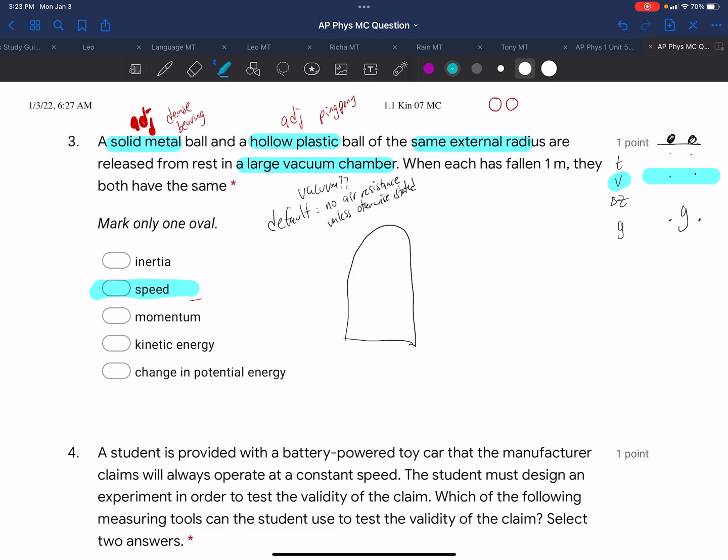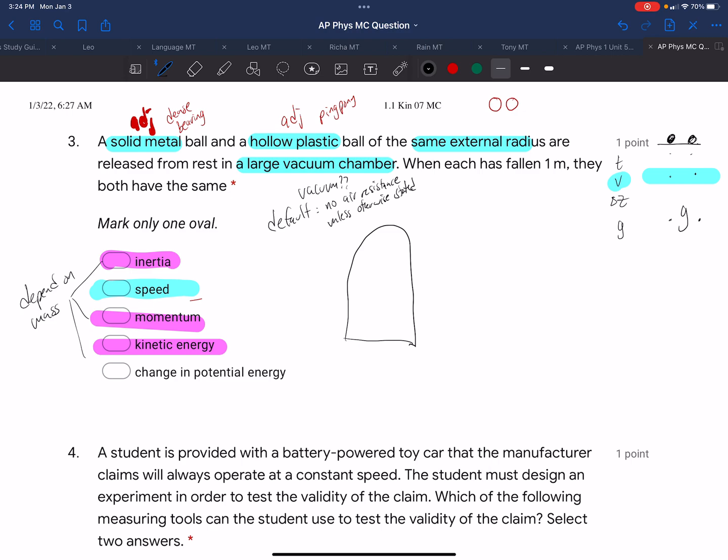Now, these other terms, inertia, momentum, kinetic energy, are 3 terms in the next topic. But those, it turns out, as you will see, all depend on mass. In fact, inertia depends only on mass. And since one is a steel bearing and one's a hollow plastic ball and they're the same size, we know that the solid metal ball would have greater mass and therefore greater inertia. So that can't be a choice.